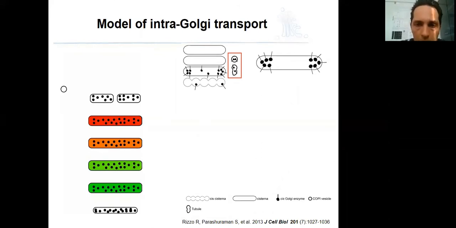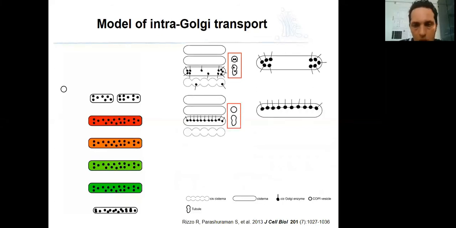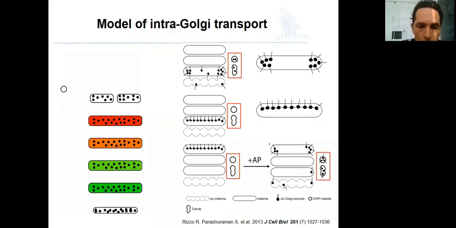To test this hypothesis, I took a cis-Golgi enzyme, and upon polymerization of this enzyme in a specific manner, I was able to impede the entry of this enzyme into retrograde carriers. After that, I observed that the enzyme, during intra-Golgi transport, moved from the cis side of the Golgi to the trans side of the Golgi in a cargo-like fashion. But more interestingly, upon depolymerization, the enzyme very fast, in a couple of minutes, entered again into retrograde carriers to start to relocalize in the cis-medial place.